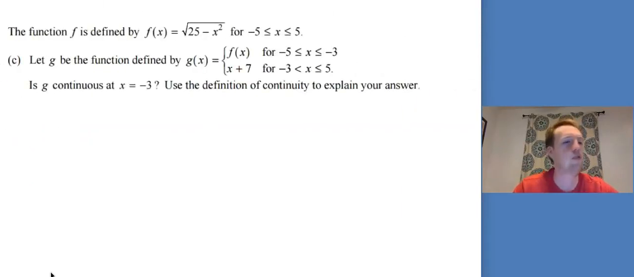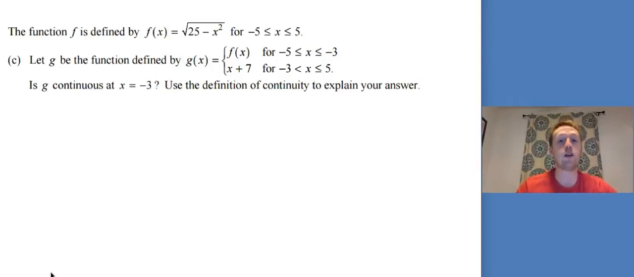Okay, I believe this is our last question. The function f is defined by f of x equals square root of 25 minus x squared for -5 to 5. Let g be this function. And it wants to know, is g continuous at x equals -3? Use the definition of continuity to explain your answer. They were really nice. They even told you what to do. Usually they just say justify your answer, or, even worse, they'll just say is it? And you need to justify your answer because how else would you know?